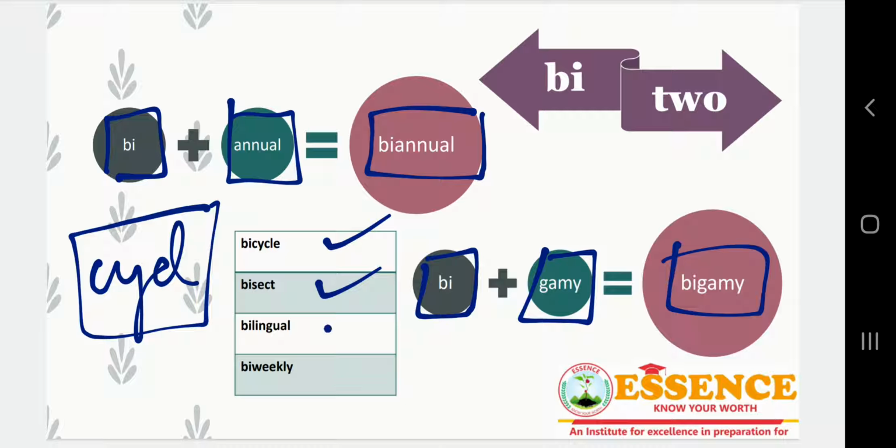Then the next word you have is bilingual. Bi again two, and lingual has to do something with the word language. So anybody who can speak two languages is said to be bilingual, right? Next and last in this we have bi-weekly. Bi means two and week means period of 7 days. So anything which occurs in two periods of 7 days, that is, anything which occurs in a period of 14 days is said to be bi-weekly.